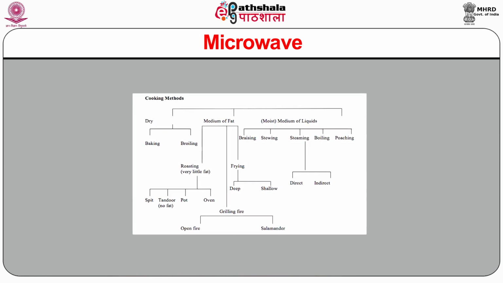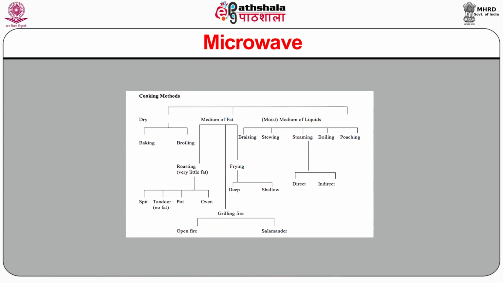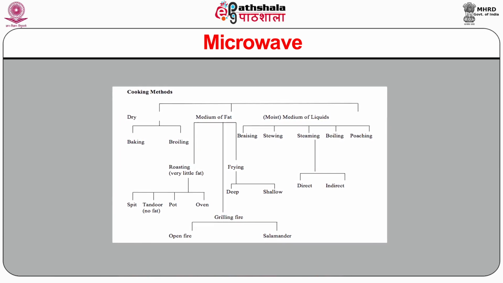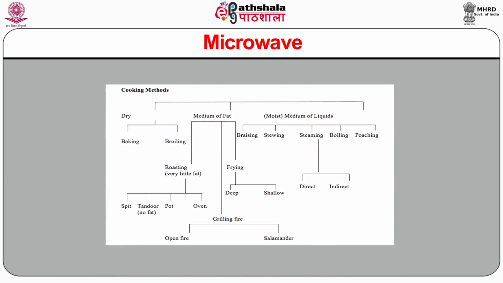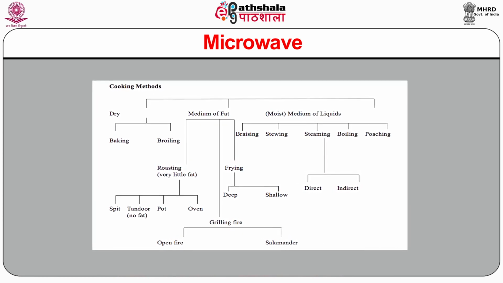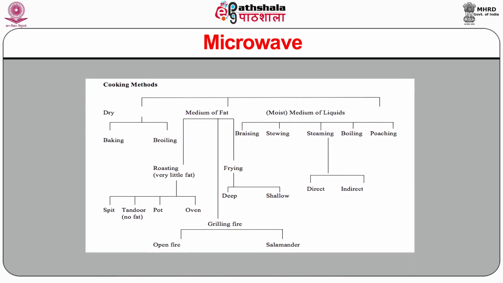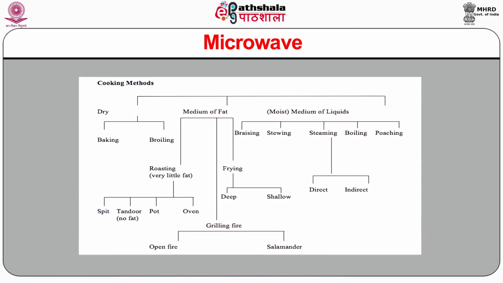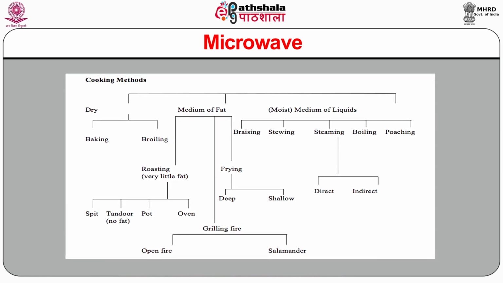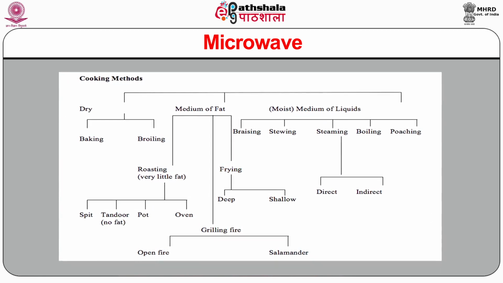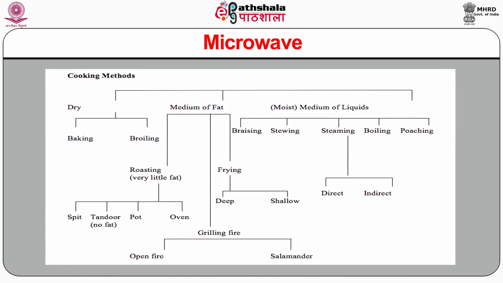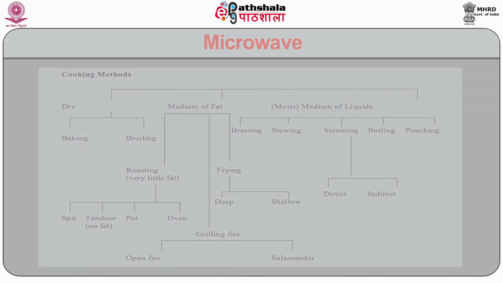Flowchart of cooking methods. Dry, medium of fat, medium of liquid. In dry: baking, broiling. Medium of fat is of three types: roasting (very little fat; spit, tandoor, pot, oven), grilling (on fire, open fire or salamander), and frying (deep frying, shallow frying). Moist, medium of liquid: braising, stewing, steaming, boiling, poaching. Steaming has two types, direct and indirect.